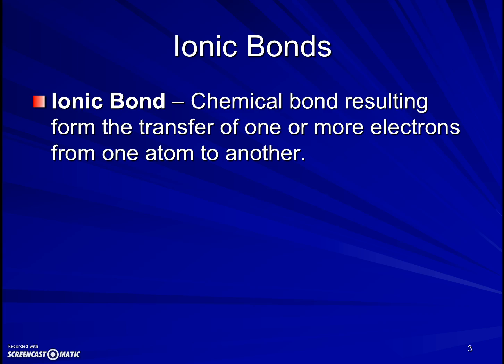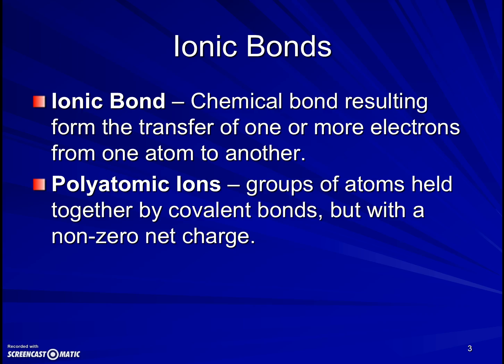An ionic bond, on the other hand, is not formed by sharing of electrons, but from one or more atoms taking electrons from one or more other atoms. And so what happens in that case is the atoms that take the electrons become negatively charged ions, and the atoms that lose them become positively charged ions. And as a result of their opposite charge, they stick to one another and form what we call an ionic bond.